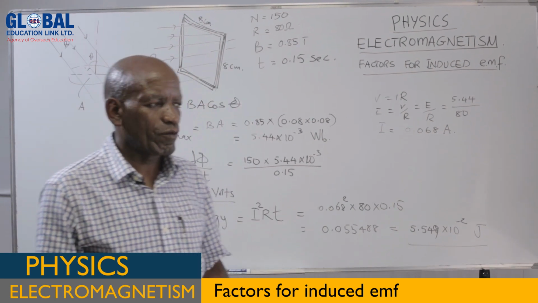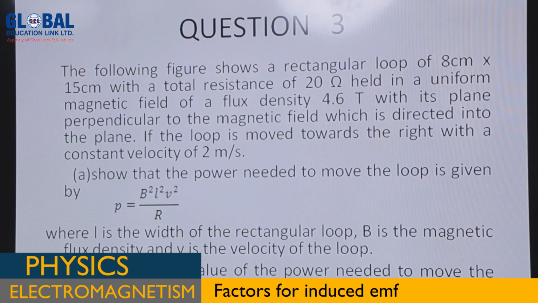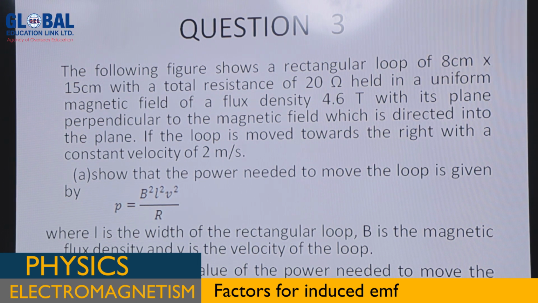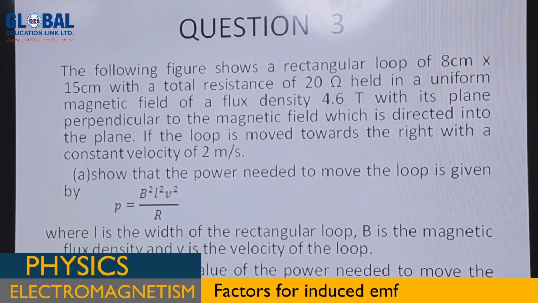Okay students, let's go to question number 3. It goes like this. In the following figure, a rectangular loop of 8 centimeters by 15 centimeters with a total resistance of 20 ohms is held in a uniform magnetic field of flux density 4.6 Tesla, with its plane perpendicular to the magnetic field, which is directed into the plane. The loop is moved towards the right with a constant velocity of 2 meters per second. A, show that the power needed to move the loop is given by B squared L squared V squared over R, where L is the width of the rectangular loop, B is the magnetic flux density and V is the velocity of the loop.